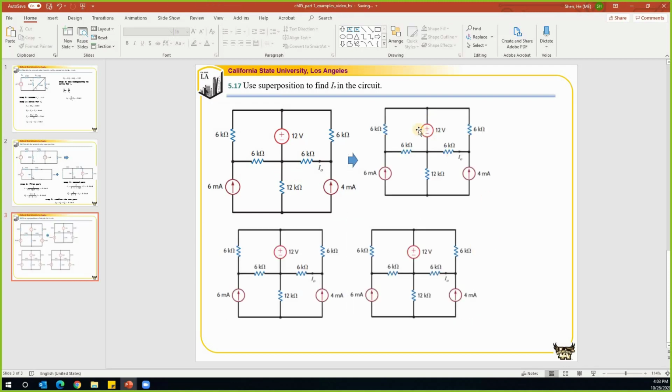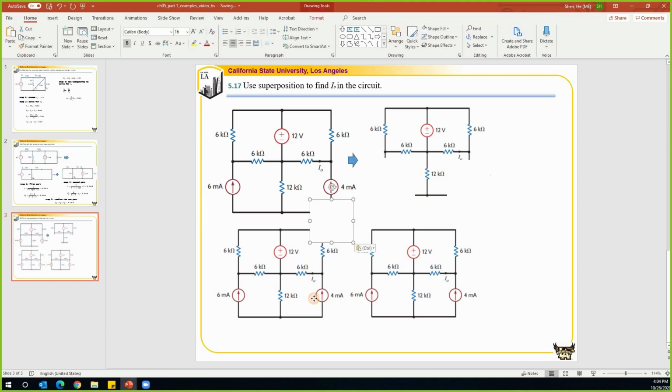In the first part, we focus on the voltage source, 12 volts. We will set all the others to be 0. We'll set the current source to be 0, so that will be gone. And the other current source to be 0, and this will be gone. So that will become our new circuit.